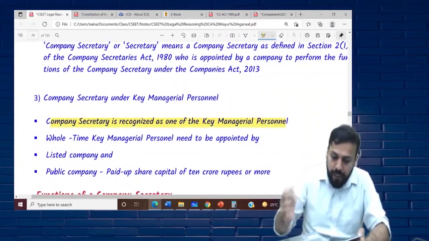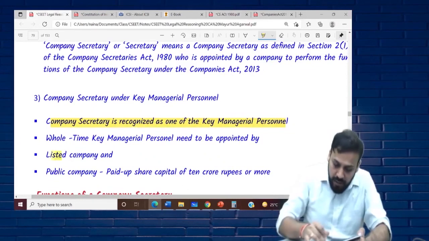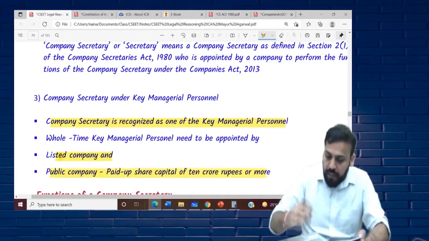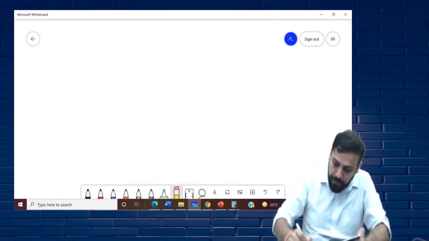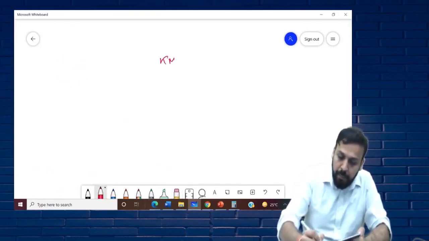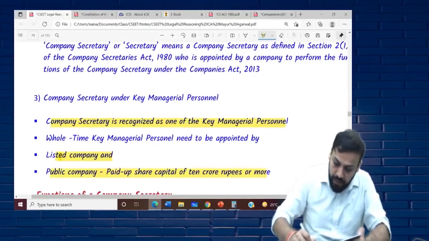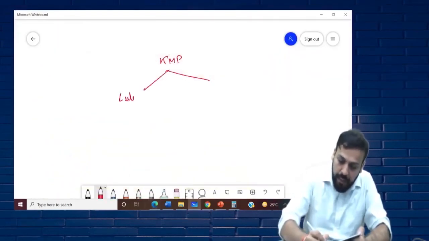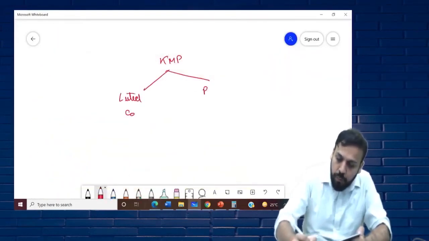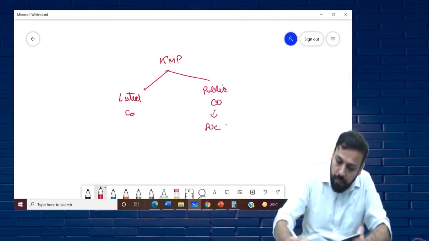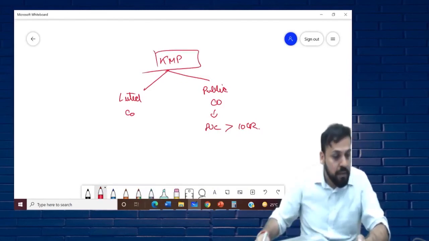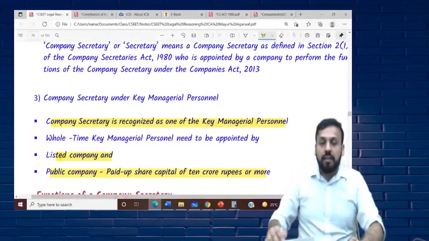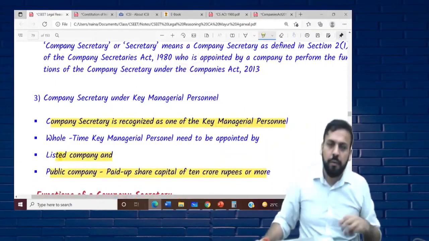Who needs to appoint a key managerial person? I'll tell you. KMP is appointed by all listed companies, and those public companies which have paid up capital of more than 10 crore need to appoint whole time KMP. So guys, this topic is a very small topic. You can do it on your own.